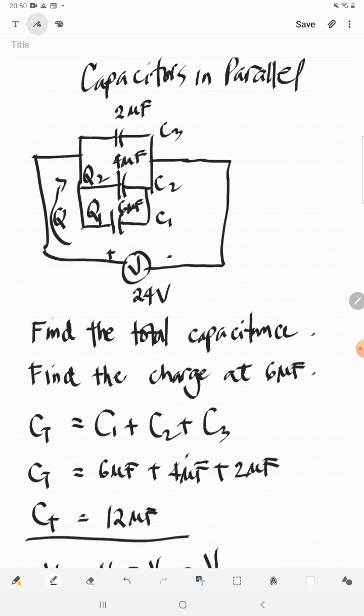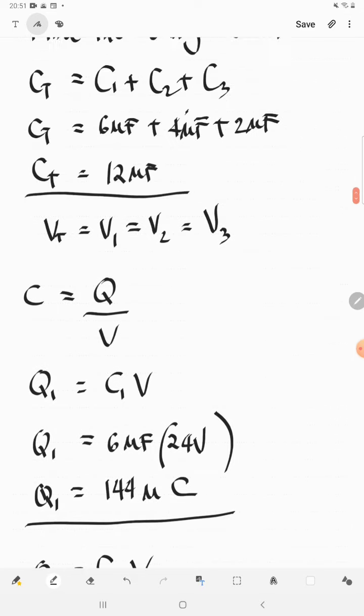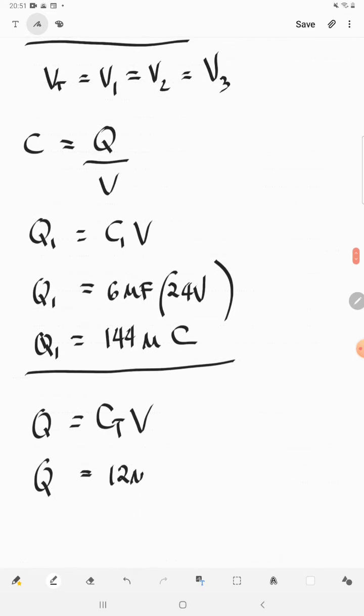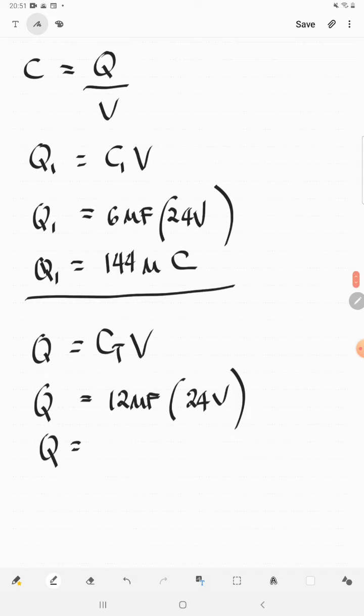You will see in this example that the total charge Q is simply equal to Q sub 1, Q sub 2, and Q sub 3. If we want to check, our Q is simply equal to C total times V. So our Q is C total, which is 12 microfarad, times 24 volts. Therefore, our Q is 288 microcoulomb.